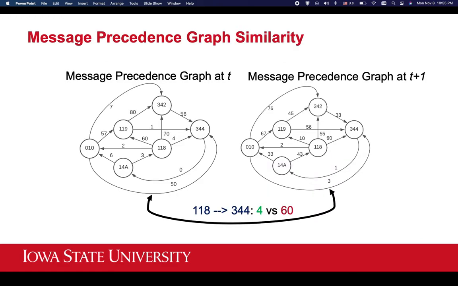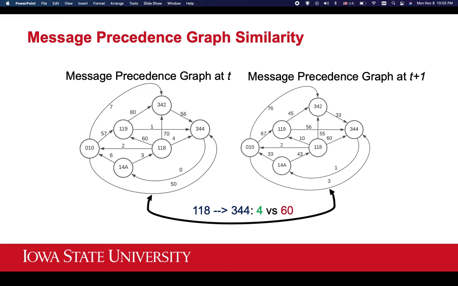Graphs are a great way of representing relations between entities, and they are used for fraud detection. Here we used it to graph messages. On the left we have a time t, and on the right we have t plus 1. As you can see, there is a change from 118 to 344.